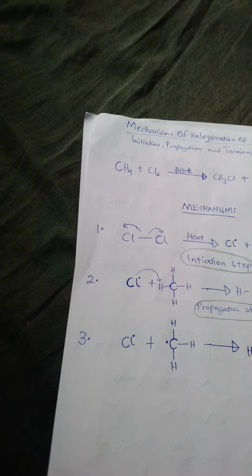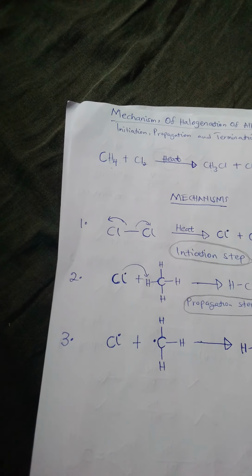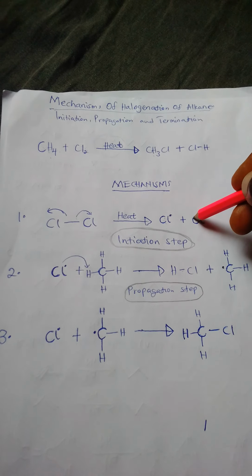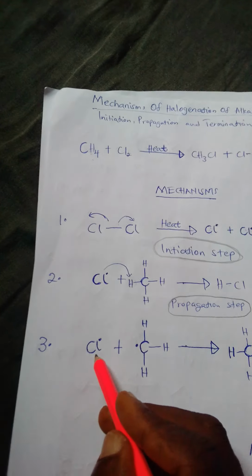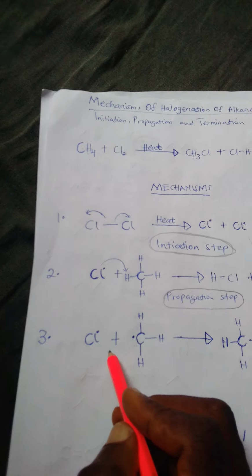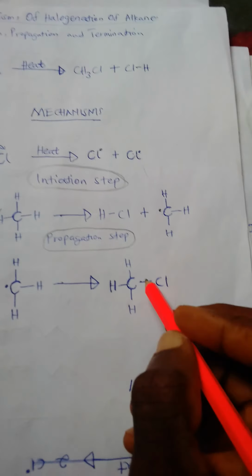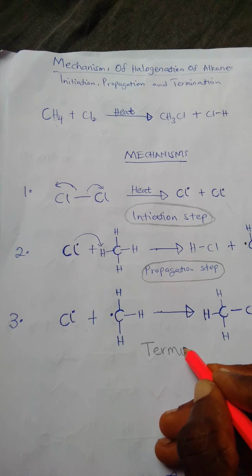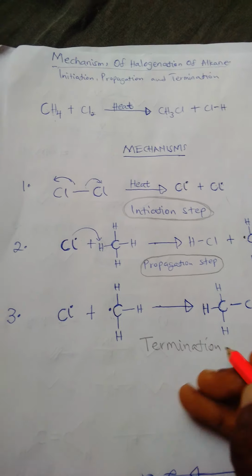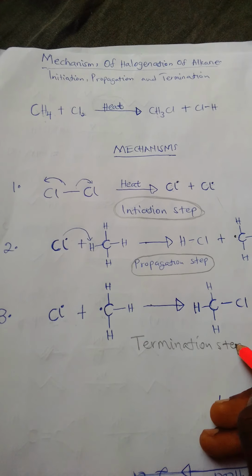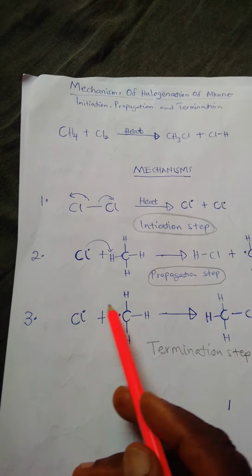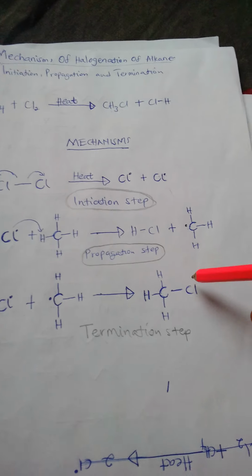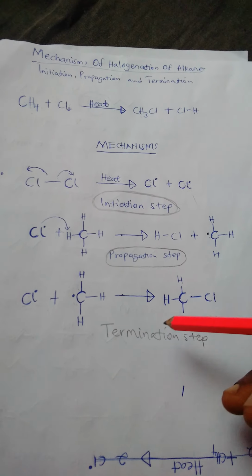Next, we have one radical here and another radical here. Bear in mind, one of the radicals was used to abstract the hydrogen to form the HCl. So the remaining chlorine radical and the methane radical will interact in the last step to form methyl chloride. This step is called the termination step. The reaction of the two radicals, the chlorine and the methane, in their radical state to form the alkyl halide, or methyl chloride, is called a termination step.